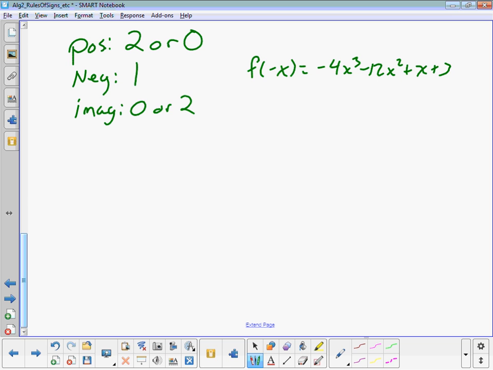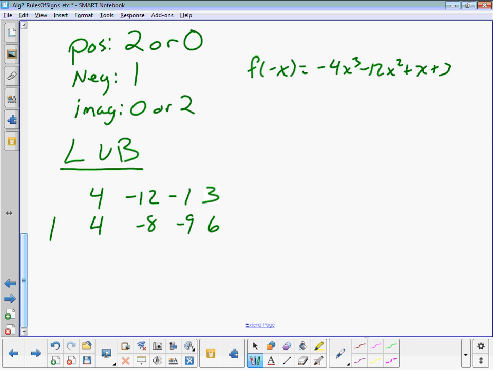So I'm going to set up my LUB, my least upper bound. So I got a 4, a -12, a -1, and a 3. And if I run a 1 in there, I drop the 4. That'd get me a -8. -8 and -1 is a -9. -9 and 3 is a 6. Not all positive, so let's try a 2.